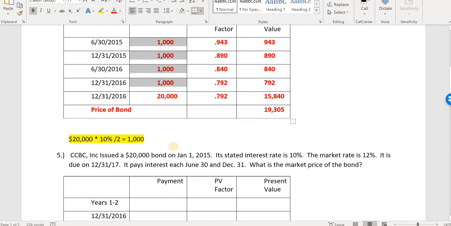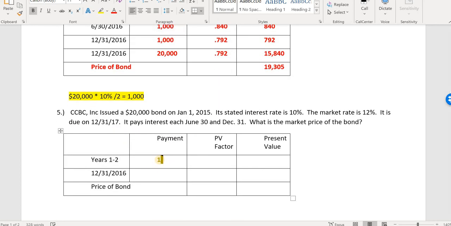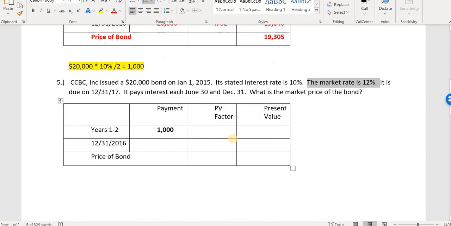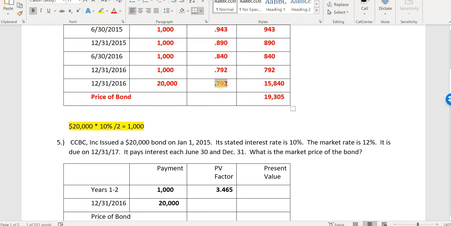So I could use my annuity table. So for years 1 and 2, I'm going to get $1,000 each payment. I'm going to get 4 payments, and I'm going to adjust for the market rate of 12%. But am I going to use 12? No, it's twice a year. I'm going to use 6. So I'm going to go up here to my annuity table. 6%, 4 payments, 3.465 is my factor. Then I'm going to get my 20 grand back. Going to use the same factor there though, 0.792.